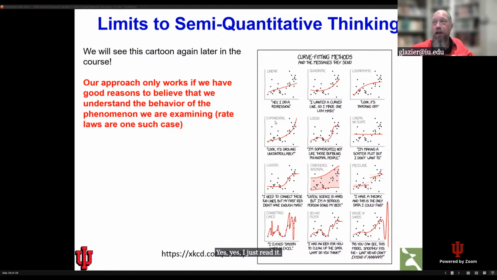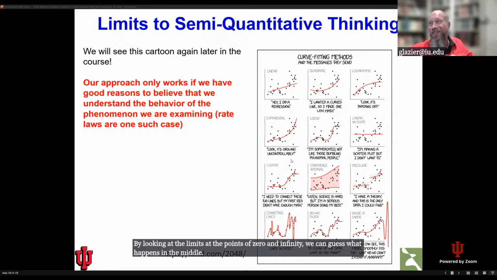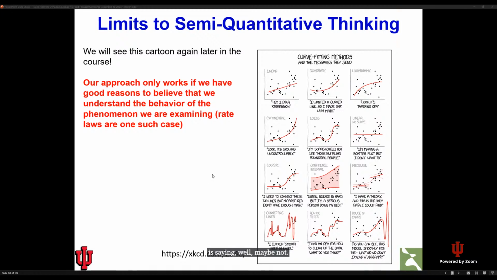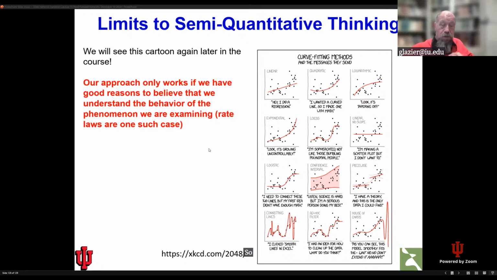But you see, I've made the argument that by looking at the limits at the points at zero and infinity, we can guess what happens in the middle. And this particular cartoon is saying, well, maybe not. So this approach, which is to use theoretical reasoning about what's reasonable, only works if we have a pretty good reason to believe that we understand the behavior that we're trying to model.